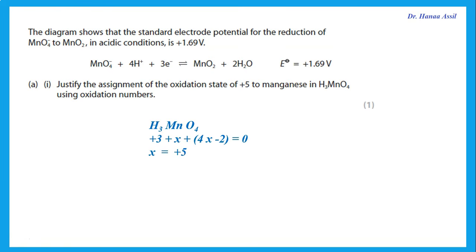manganese. You should know how to get oxidation states. Each hydrogen is +1. We have 3 of them, so that's +3. We don't know what manganese is. The oxygens, each of them are -2. We have 4 of them. And overall, we don't have any charge, so the overall is 0. Calculating for X, the oxidation state of manganese in here is +5.